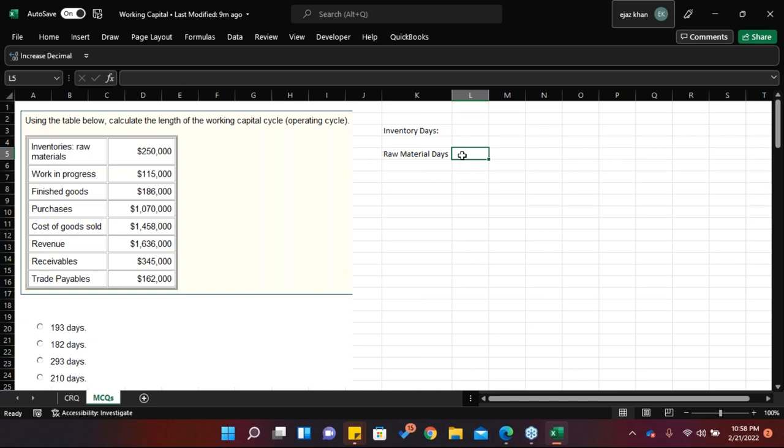So raw material days, we need to have a raw material inventory that is 250,000. And it should be divided by the raw material used in production during the period. Remember, the original formula for calculating raw material days is the raw material inventory divided by the raw material used during the year for production. But if it's not there, then it's cost of goods manufactured. And if it's not there even, then it's cost of goods sold.